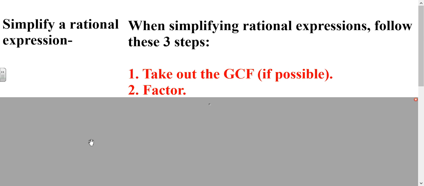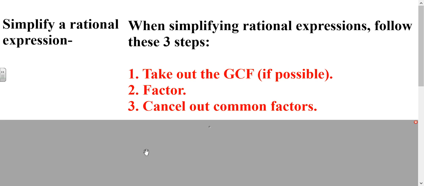Now, we discussed the 5 different ways that we've learned to factor. We talked about greatest common factor, difference of squares, sum and difference of cubes, factoring just regular trinomials that do not have a number in front of x squared, and then AC method. So those are all the possible ways that you could factor to simplify. And then lastly, you're going to cancel out any common factors. So these are the things that you're going to do to make this work.